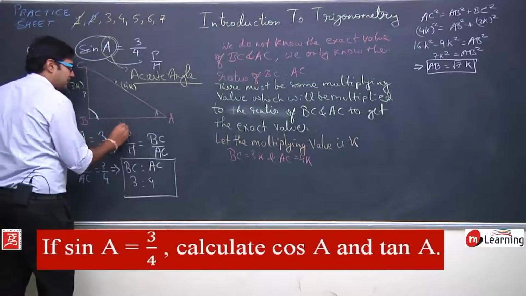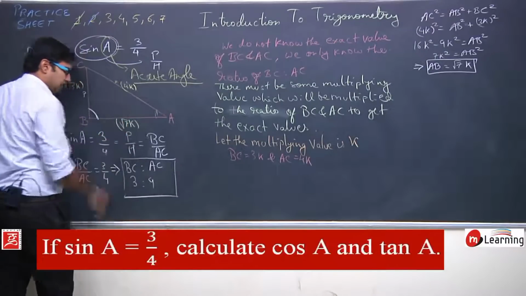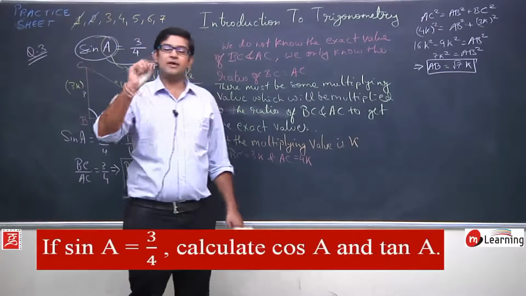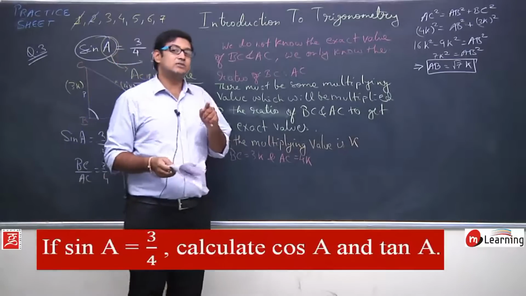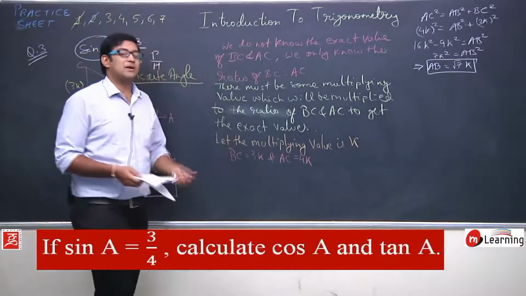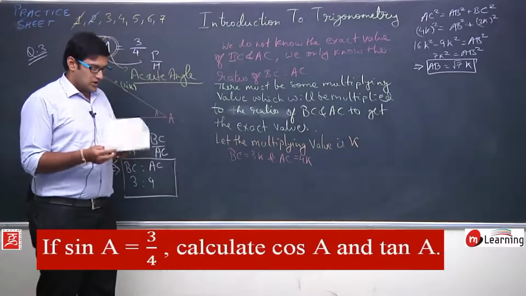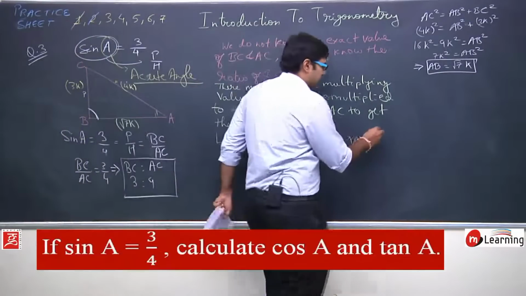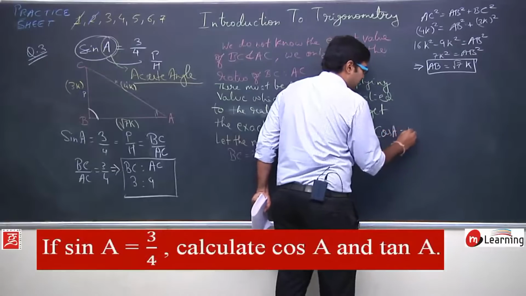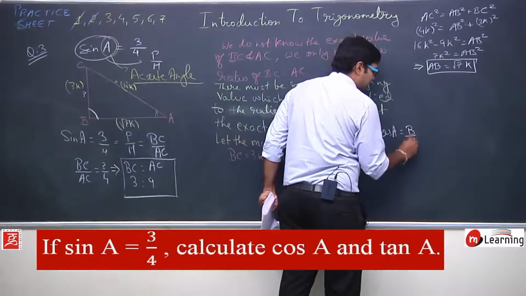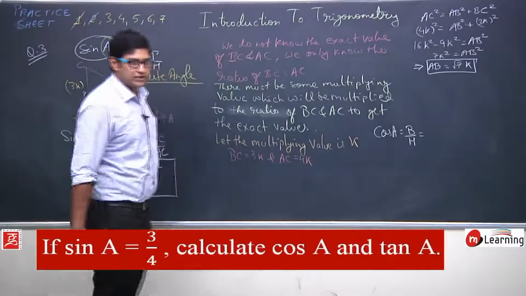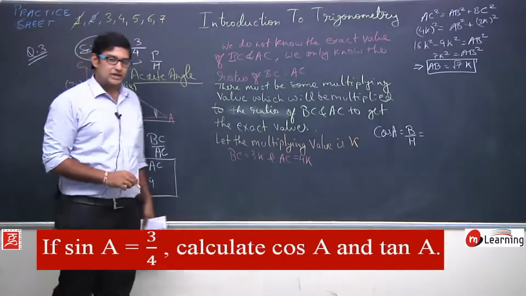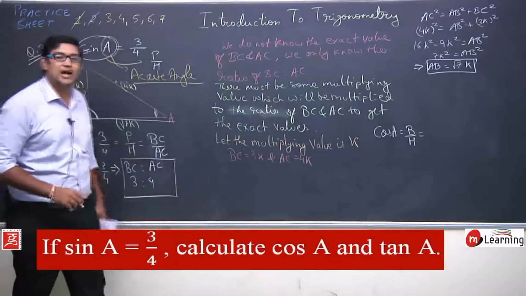So what value of AB did we get? Root of 7k. Okay, so we have the value of AB, the value of BC, and the value of AC in terms of k, where k is a multiplying value. Now our task is to find cos of angle A. Cos of angle A means base upon hypotenuse. Now with respect to angle A, what is the base? With respect to this angle, AB represents the base, and what is the hypotenuse? This AC is the hypotenuse.